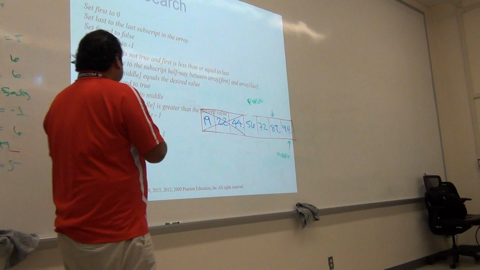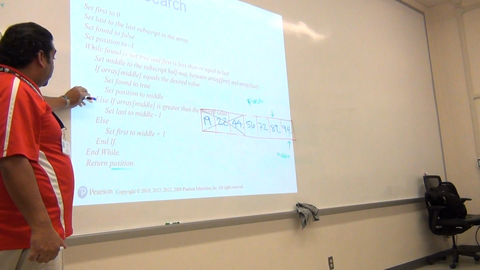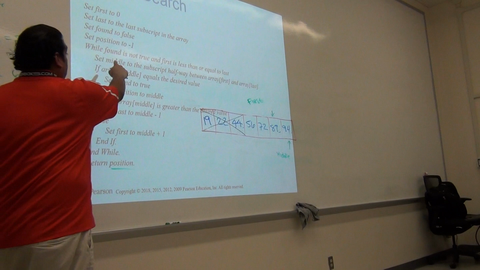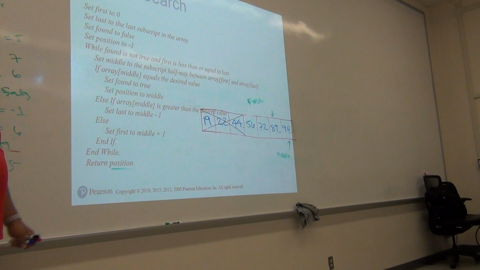Is that the value I'm looking for? Is that value greater than? Nope. So set first to middle plus 1. Have I found it yet? No. Is first less than or equal to last? No. We come out of our loop. What got returned? -1. We didn't find it. Cool.